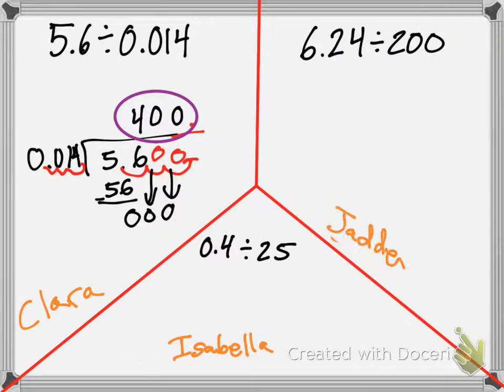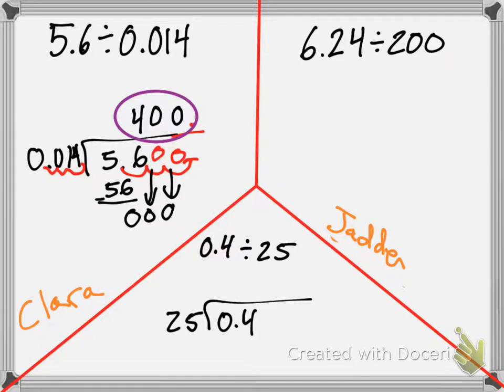Perfect. Isabella, what number goes on the inside? 0.4. Perfect. 4 tenths. On the outside is 25. How many times do I have to move my decimal? Do I even have to move it? No, there's no decimal in the divisor, so I don't have to move it. So I just bring my decimal up. It does not go into 0. How many times does 25 go into 4? It doesn't fit, so again, we get 0.